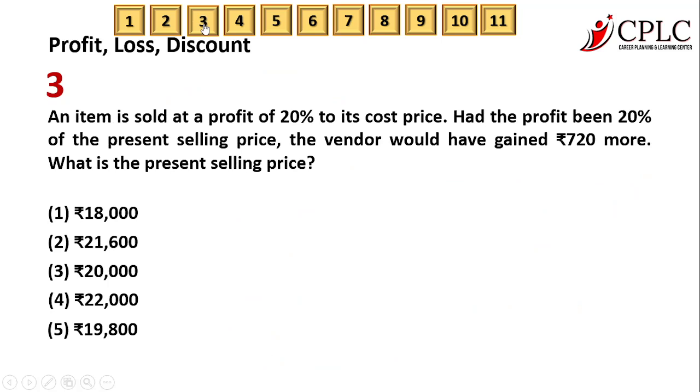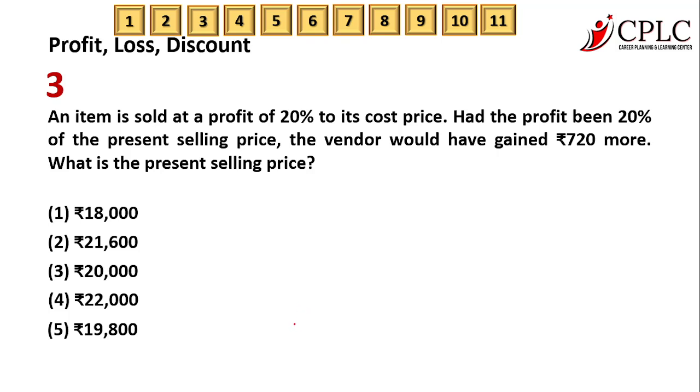which says an item is sold at a profit of 20% to its cost price. Had the profit been 20% of the present selling price, the vendor would have gained 720 more. What is the present selling price? Very simple data. So we can do base 100.